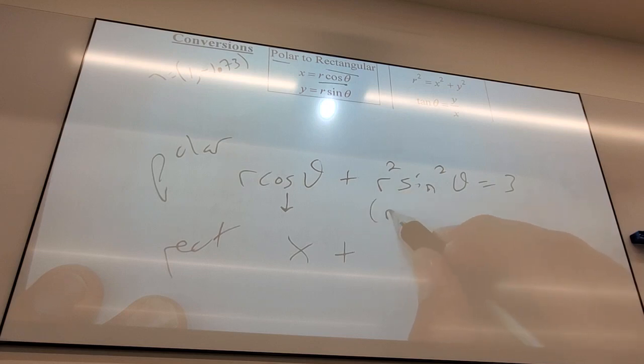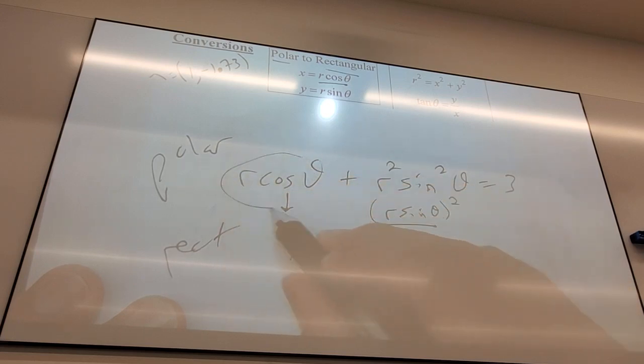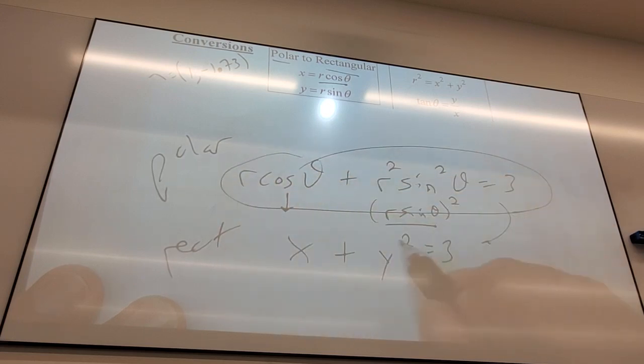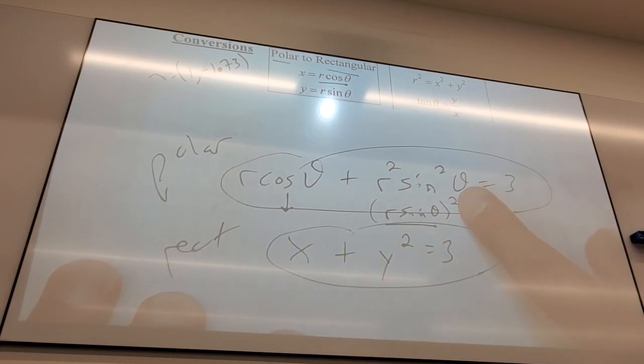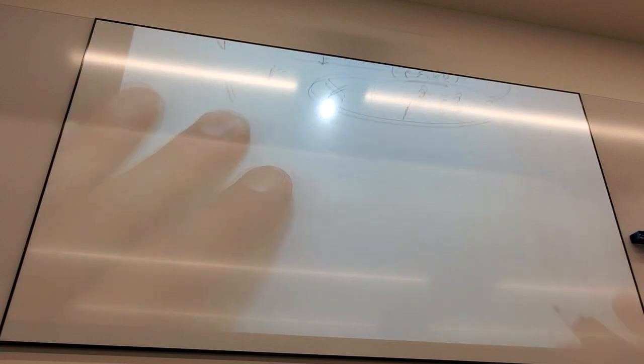This is r sine theta squared. What's r sine theta? y. So y squared. There, I took a polar equation and converted it to a rectangular equation. If I plotted this in polar coordinates, it would look exactly the same as this. You guys with me? Let's do another one.